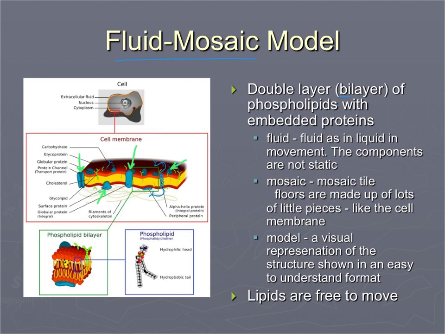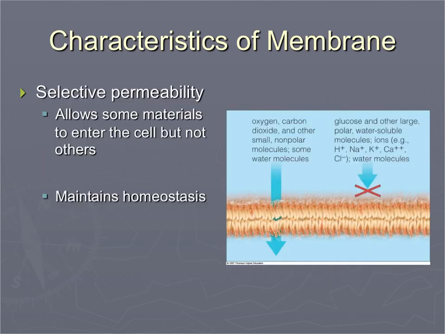The membrane is described as fluid because the two layers are not directly attached to each other. They can slide past each other, and they're considered a mosaic model because the phospholipids are individual phospholipids, and they kind of are made of lots of little pieces, kind of like a mosaic tile. And anytime you have a model in biology, that's just a visual representation of how things are structured. But the phospholipids can move freely throughout the membrane, so they can trade places with each other without putting a hole in the membrane.